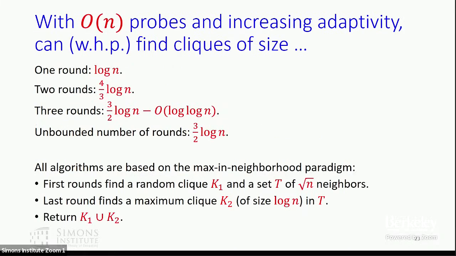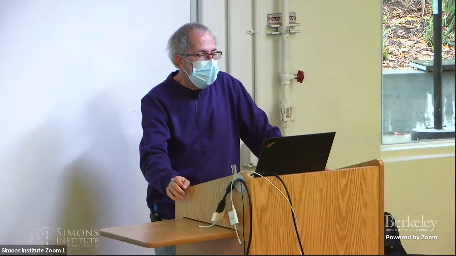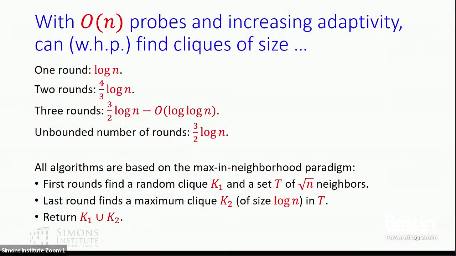What happens if you allow yourself more and more adaptivity, more rounds? We saw that in one round you can find a clique of size log n. In two rounds, we'll not show this, you can find a clique of size 4/3 log n. In the second round, the questions can depend on the answers from the first round. In three rounds, you can find almost 3/2 log n, up to low order terms. And if you don't bound the number of rounds, we know how to find cliques of size 3/2 log n. All these algorithms, I'll show the one for three rounds in a minute.